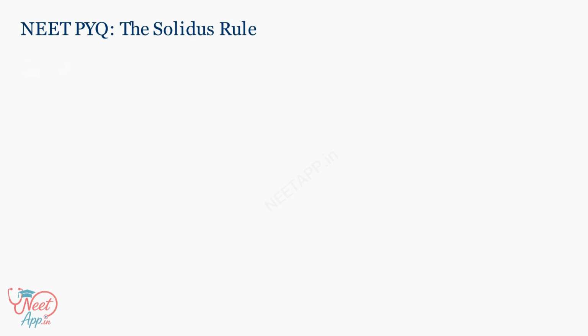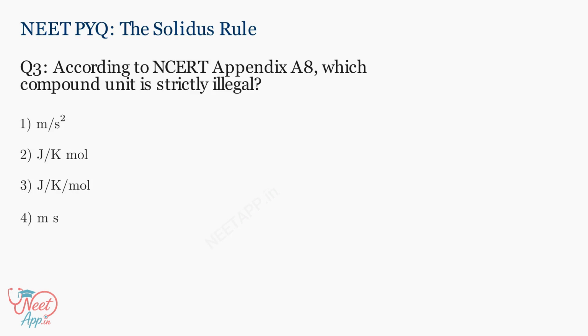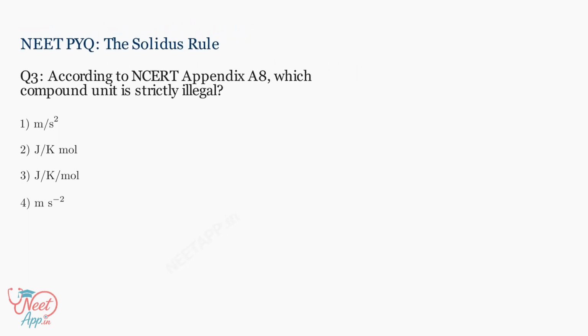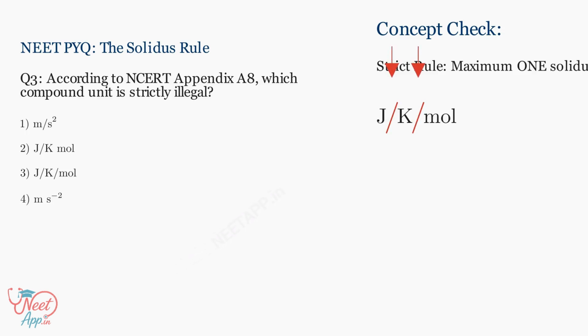Let's look at question number 3. According to NCERT Appendix A8, which of the following compound unit representations is strictly illegal? We have a few variations of units here. Let's do a quick concept check. The NCERT has a very strict rule for the solidus, which is the technical term for the forward slash. The rule states you can never use more than one solidus in a compound unit.